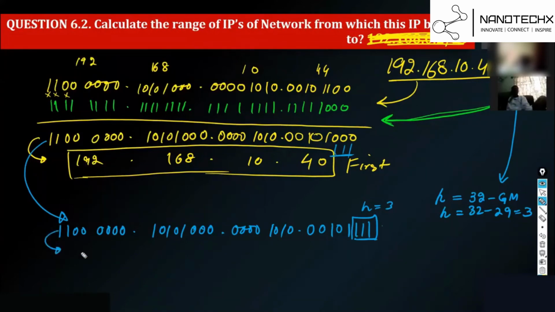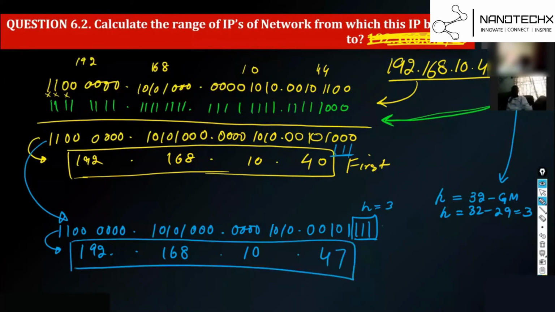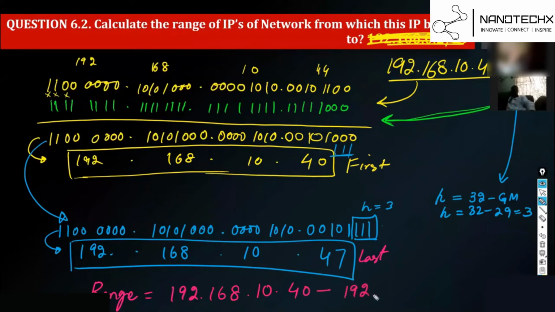So let's convert it. It will become 192.168.10. What is this number in decimal? It becomes 47. So what is our range now? Because this is our last IP, our range is 192.168.10.40 up to 192.168.10.47. This is our range.